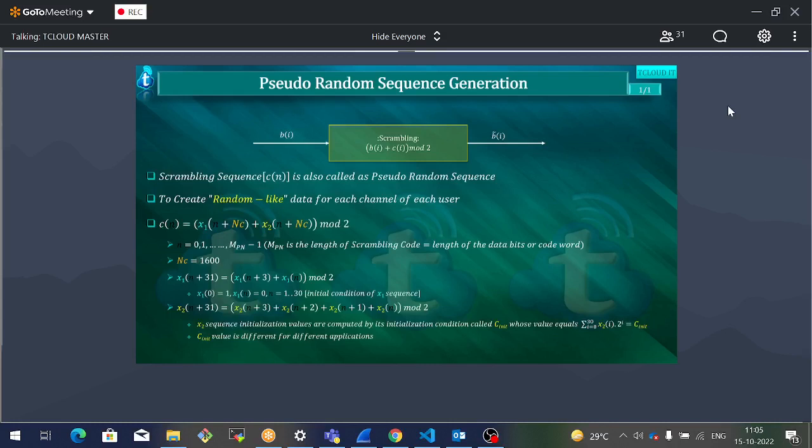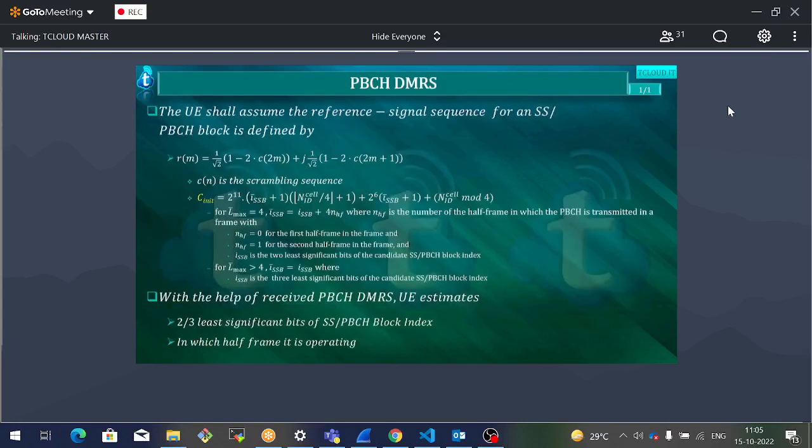And once you have the scrambling sequence, you take those scrambling sequence bits, zeros and ones, and you substitute those bits in this particular place. Once you place them here, you get your PBCH DMRS signal that is generated. That is from the transmitter point of view.